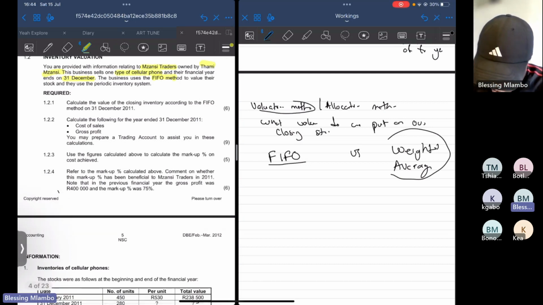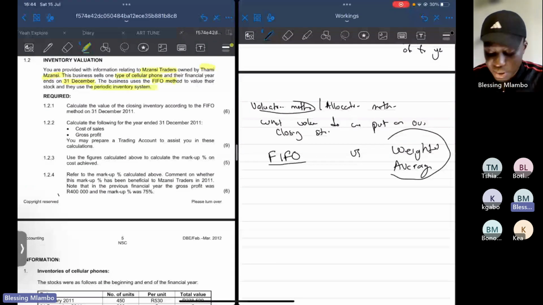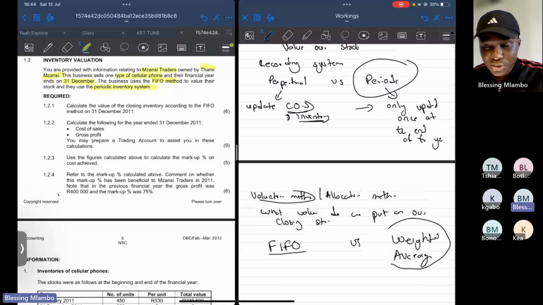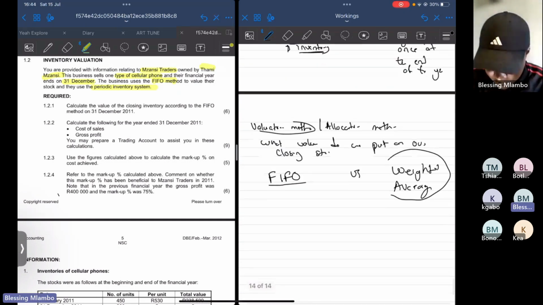And then they say they use the periodic inventory system. Periodic. What system are they using? Periodic. Meaning that during the financial year, cost of sales won't be affected, inventory won't be affected. The inventory account and cost of sales account won't be affected. They'll only be affected at the end of the year. Remember, under periodic, we only calculate the cost of sales at the end of the year and not at the point of sale. That's the key difference between perpetual and periodic.